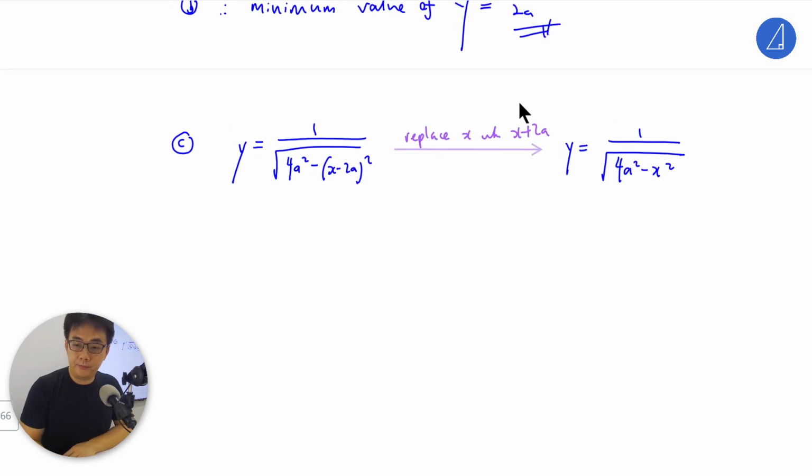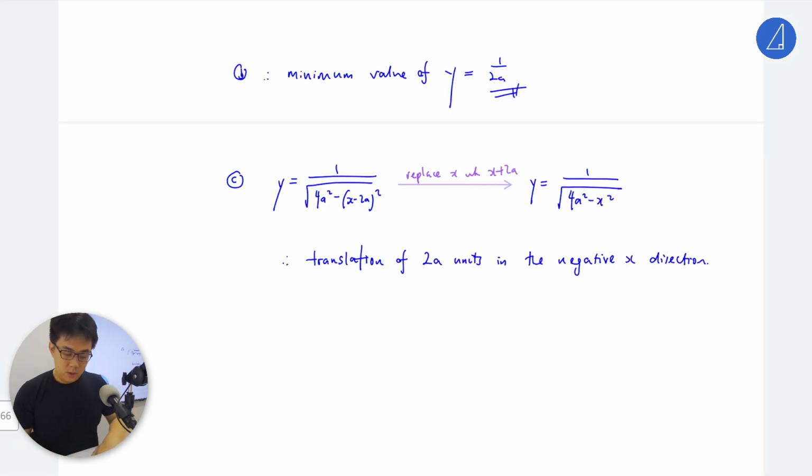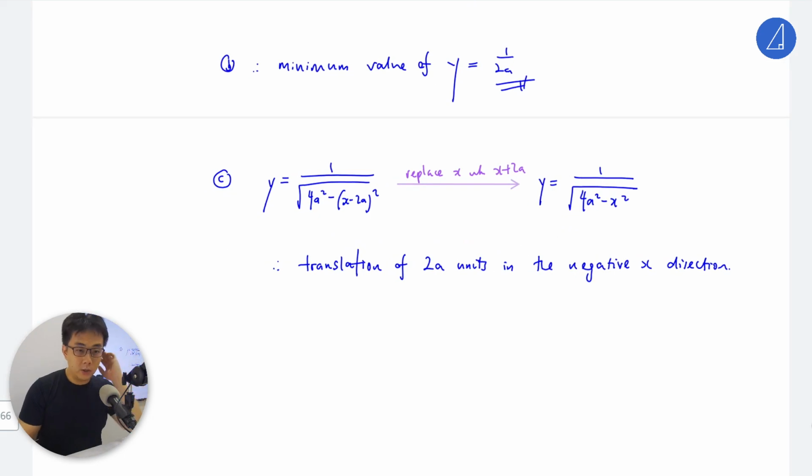So, describe the transformation. Hence, translation of 2a units in the negative x direction. Okay, that's it.